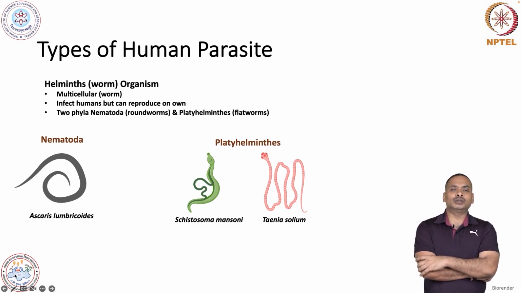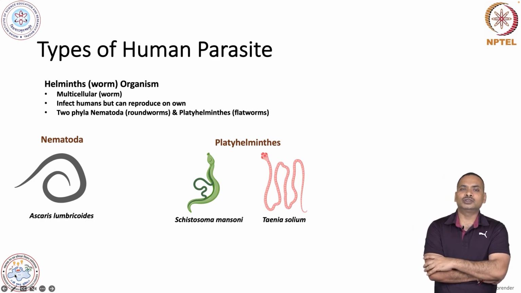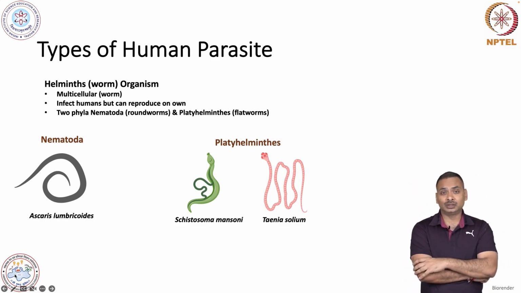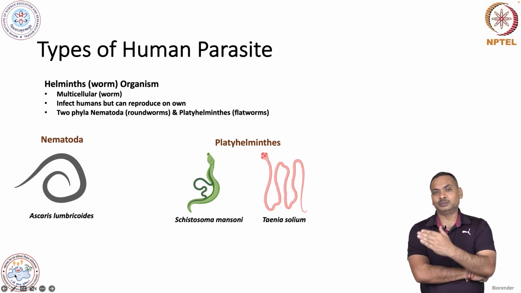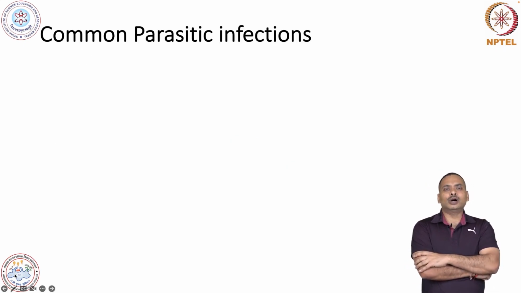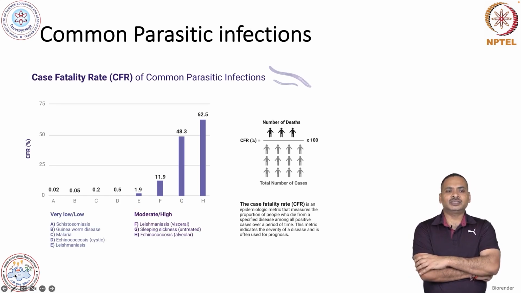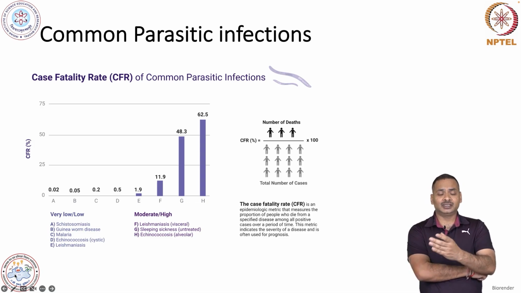So this is about the parasite. Now I will introduce a few terms which are important in parasite biology. Common parasitic infections have a term known as case fatality rate. What is the case fatality rate?